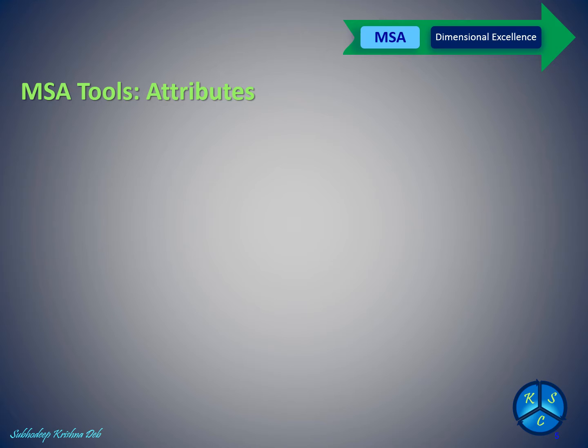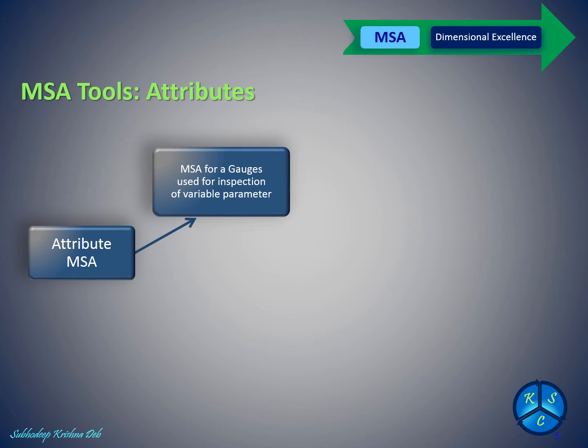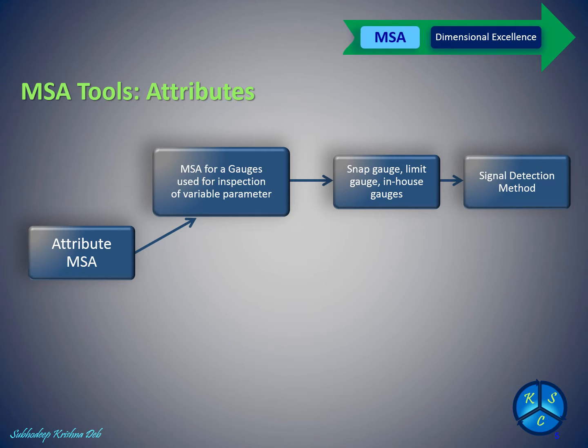Before jumping to the MSA tools for the attributes, let us do a quick recap for the attribute MSA. How are they bifurcated? First of all, there are MSA for the gauges that we design and use for checking the variable parameters, but we have some gauges like snap gauge, limit gauge, or in-house design gauges to convert those variable parameters to attribute parameters for the ease of measurement. For studying such kind of instrument, we use a method which is known as the signal detection method.